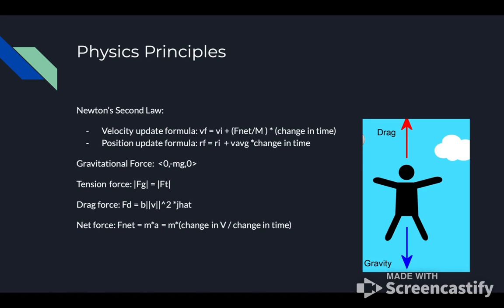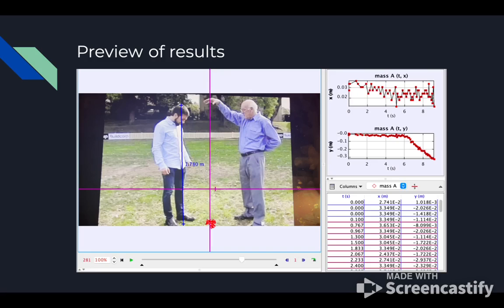And also the gravitational force, which is negative mg in the y direction, the tension force of the slinky on itself, which is equal to the force of gravity, and the drag force, which is equal to b times the magnitude of v squared times j hat. The net force is also equal to mass times acceleration, which is mass times the change in velocity over the change in time. So here's a preview of the results.